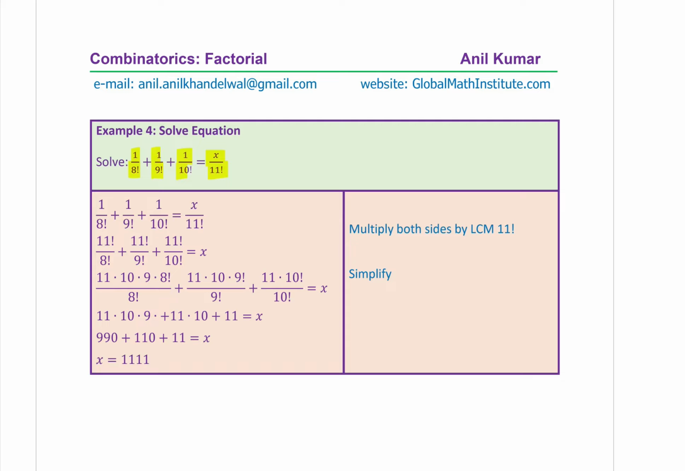Okay, well, what comes to my mind is to multiply all the terms by 11 factorial, right? So I did that. So we have 1 over 8 factorial plus 1 over 9 factorial plus 1 over 10 factorial equals x over 11 factorial. So I multiplied each term by 11 factorial. That isolated x, correct? Right. So now it's easy. I know x is on the one side. I have to now simplify the left hand side. 11 factorial over 8 factorial. Does it remind you of something? Yes. I can write this as 11 times 10 times 9 times 8 factorial. And this 8 factorial will cancel, right?